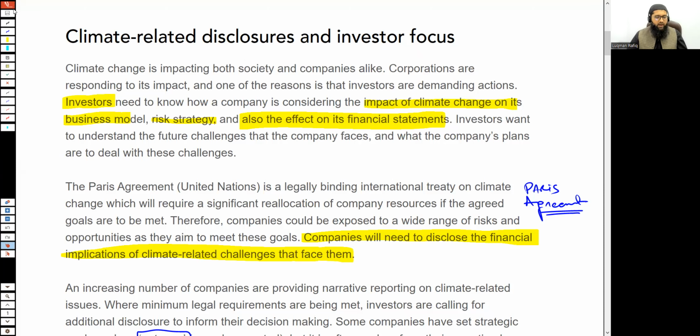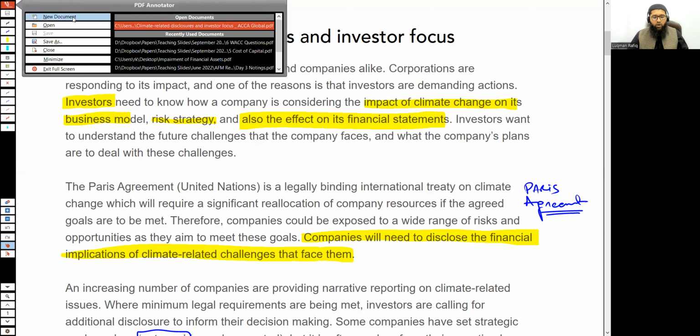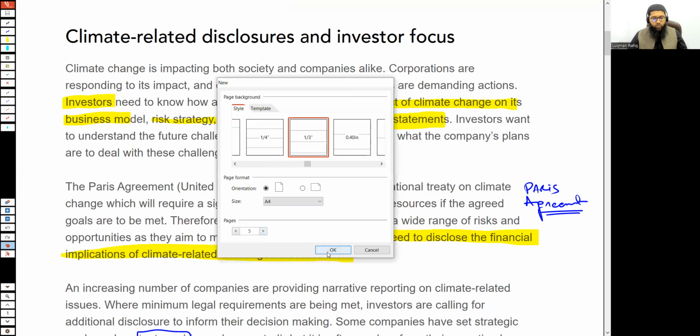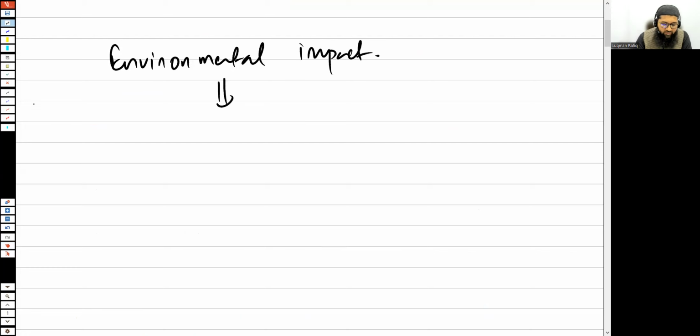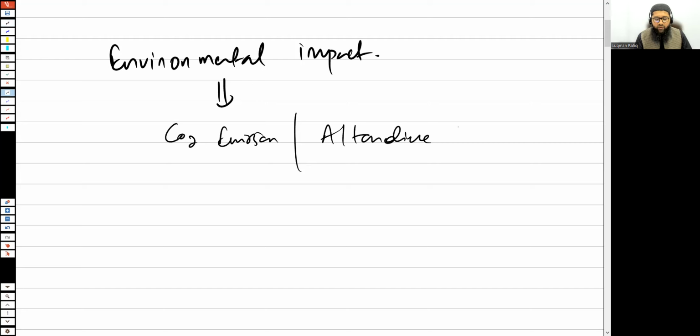You would realize that over a period of time recently, there have been a lot of developments across the globe. Those developments have focused on entities controlling their environmental impact. Now, what are the different things that entities do in order to control their environmental impact? Maybe, let's say, they are reducing CO2 emissions. They are going for alternative energy.